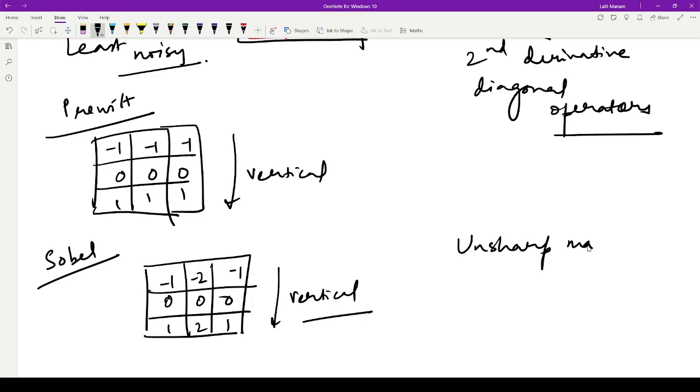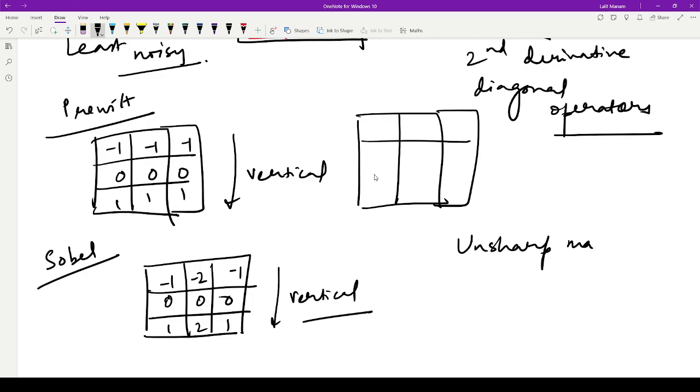Given these things, one of the applications that was discussed is unsharp masking. Are these vertical? How is this vertical? Because this is taking differences in the vertical direction, right? This is 2 minus 2, this is 1 minus 1, this is 1 minus 1. If I want to take the horizontal equivalent, how will it be?